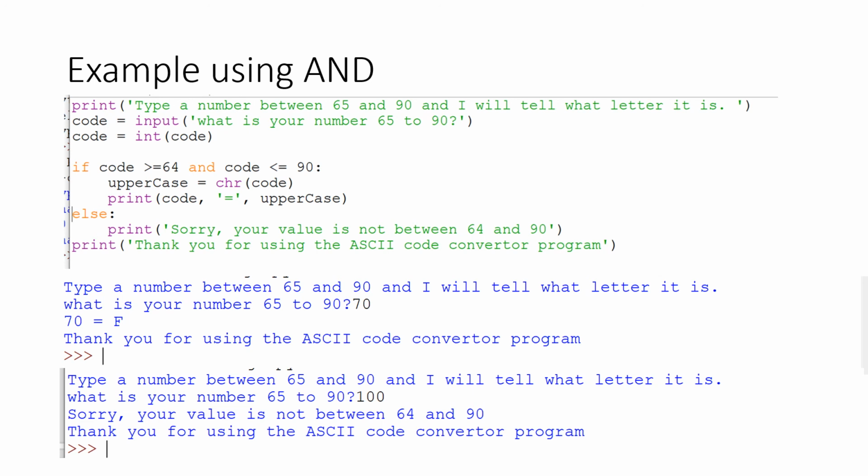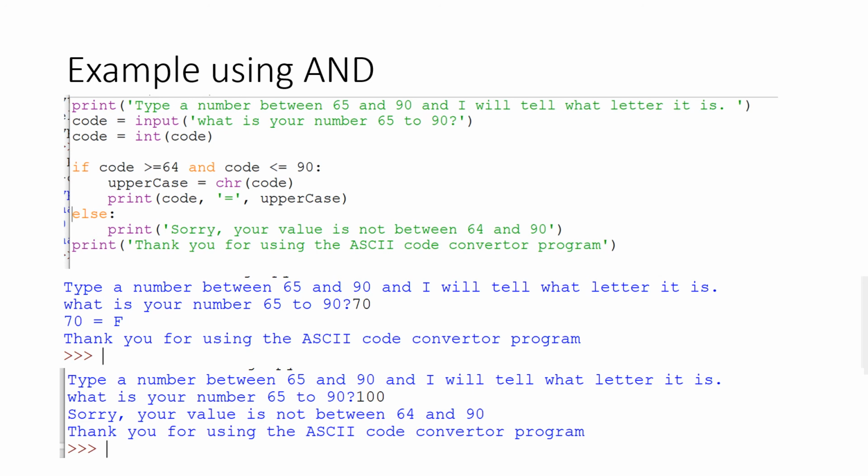So we convert the number to a character, and then we display the code, which is the number that the guy typed in, and we tell them which equivalent uppercase letter that is. Okay? It's going to make more sense when you run it and you see it, but that's what that code does.